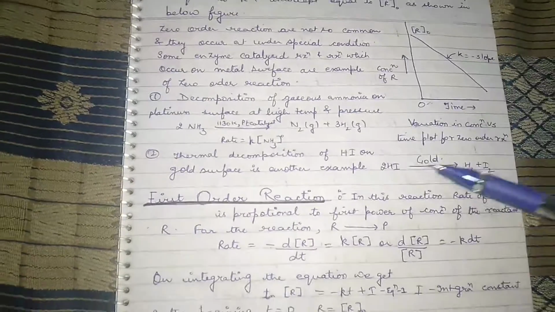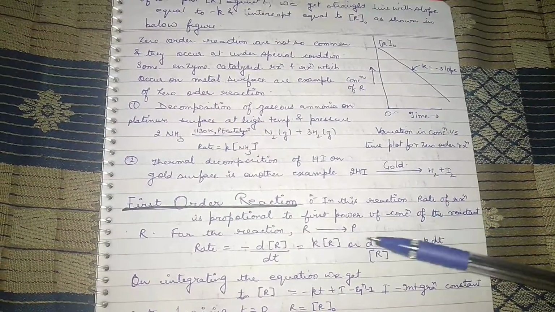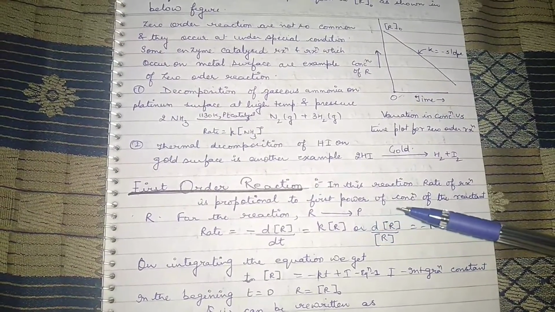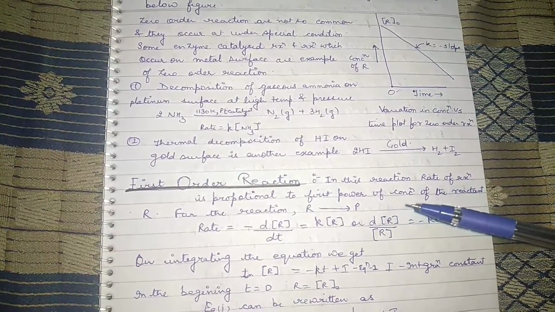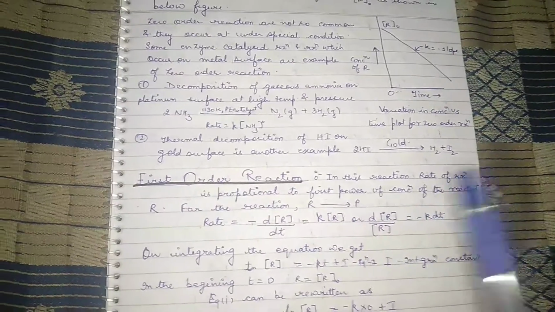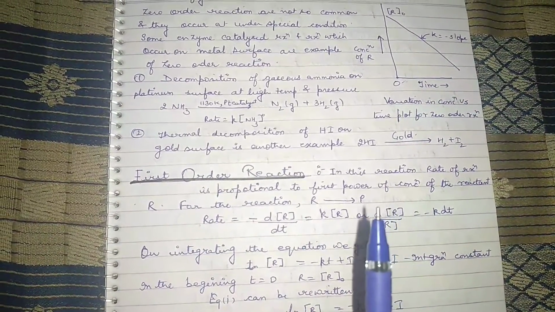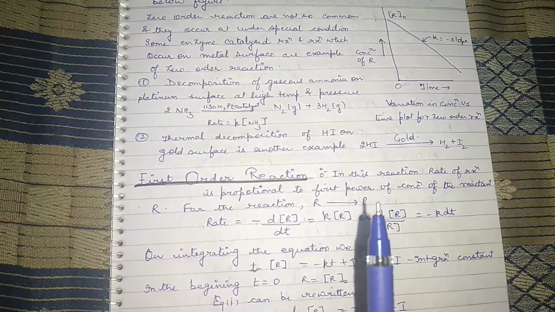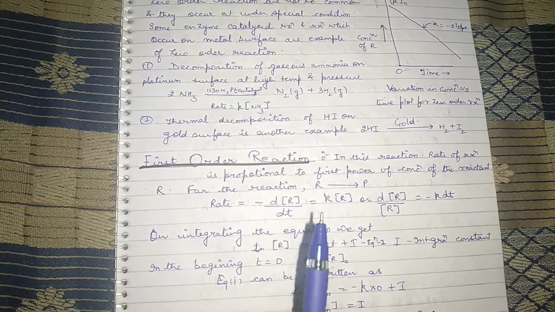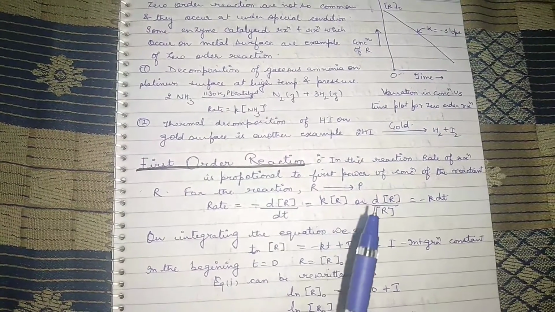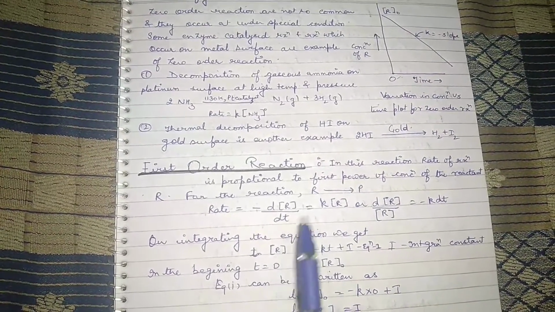Now coming to the next topic, the first order reaction. In this reaction, the rate of reaction is proportional to the first power of the concentration of the reactant. Here again we consider the reactant as R and the product as P. So rate is equal to minus dR over dt, which is equal to kR, or dR over R is equal to minus k dt.